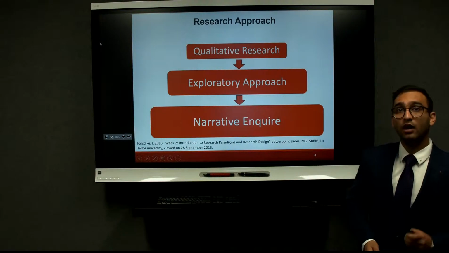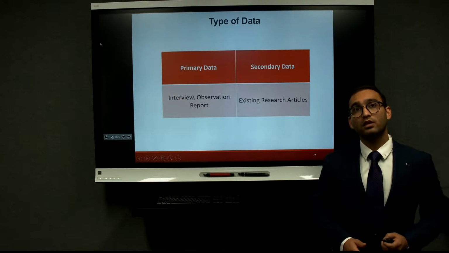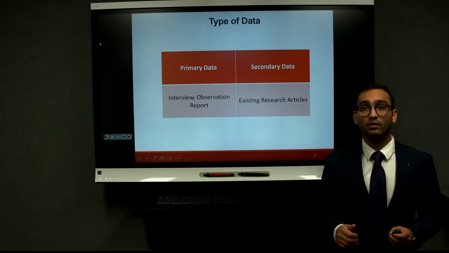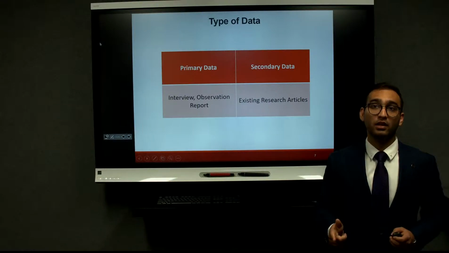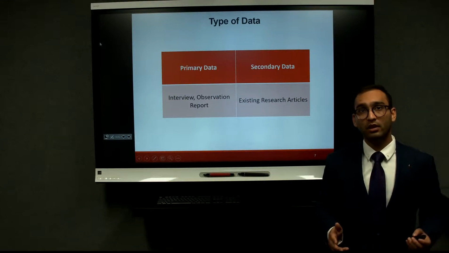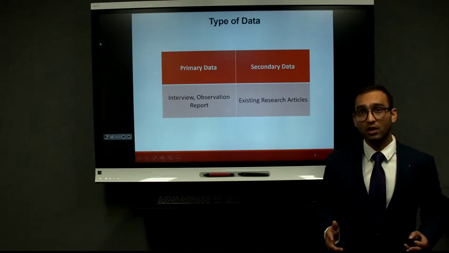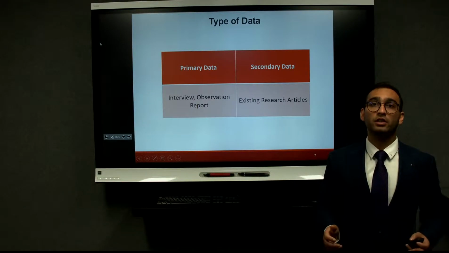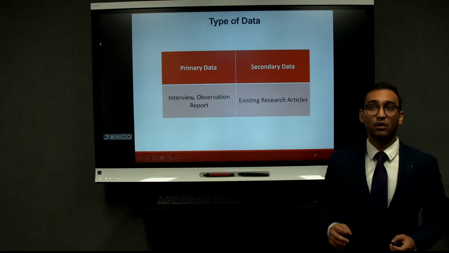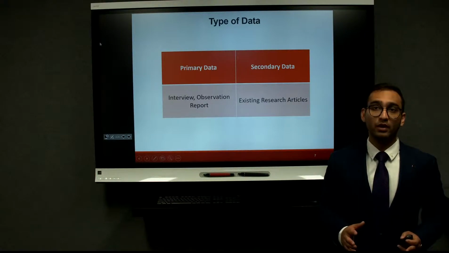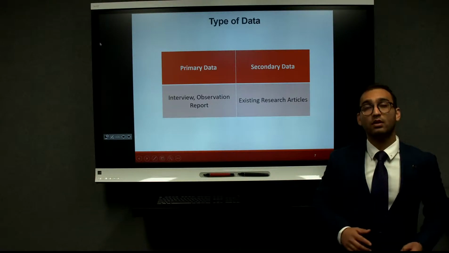Moving on, the types of data I'm going to collect. There are two primary types of data I'm going to collect. One is primary data and the second is secondary data. Primary data for my research includes interviews and observational reports. The secondary data for my research would be existing research articles which are already out there. They could be general and specific to this issue as well.